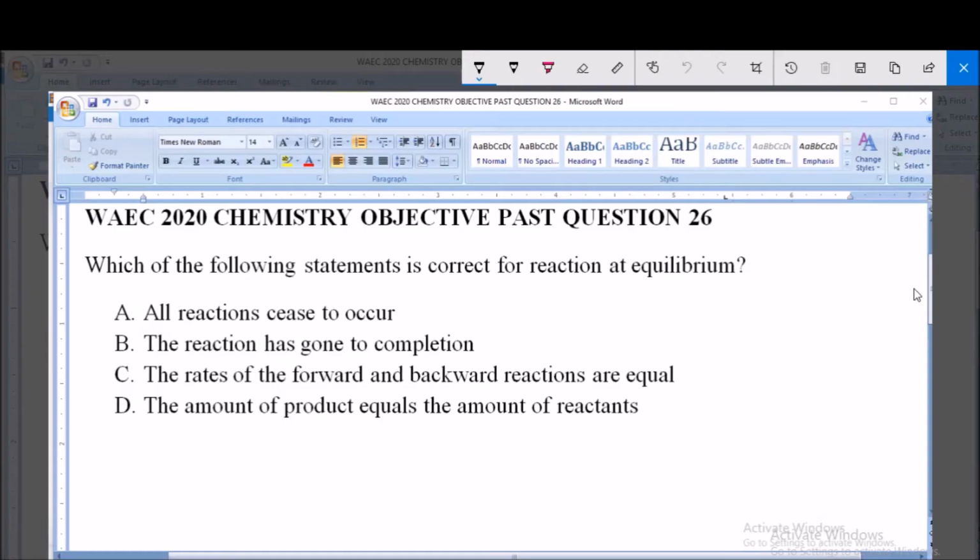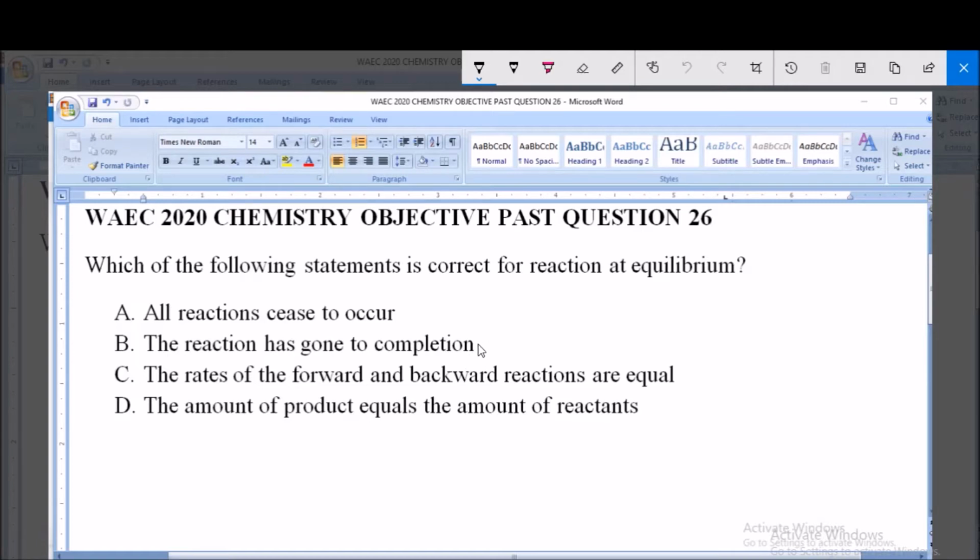Hello and welcome. I'm going to be answering WAEC 2020 Chemistry Objective Past Question 26. Which of the following statements is correct for reaction at equilibrium? A. All reactions cease to occur. B. The reaction has gone to completion. C. The rates of the forward and backward reactions are equal. D. The amount of product equals the amount of reactants.